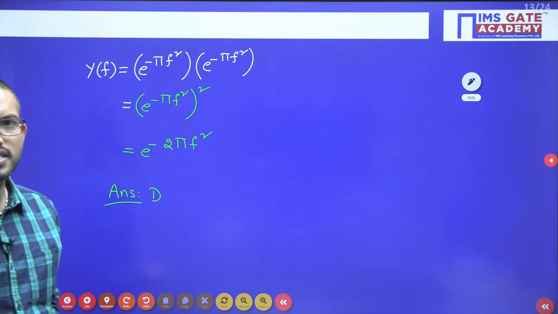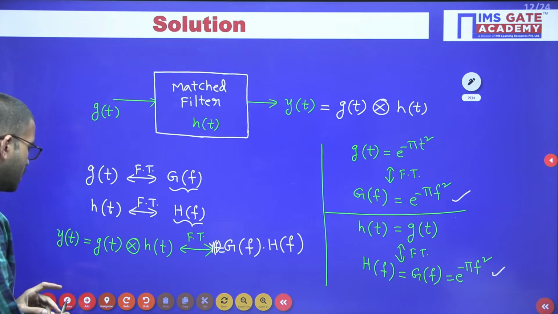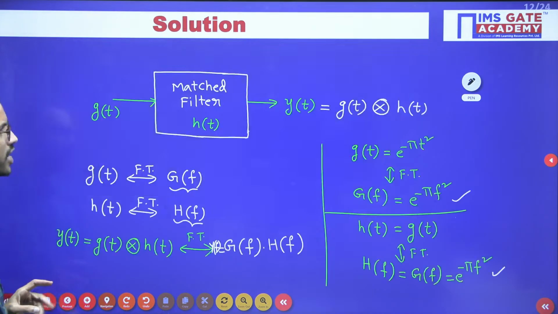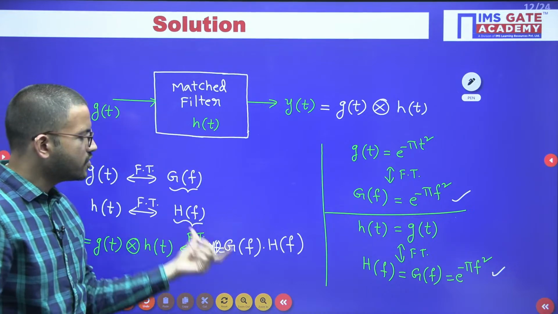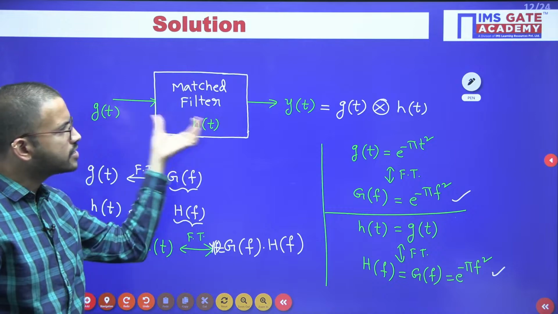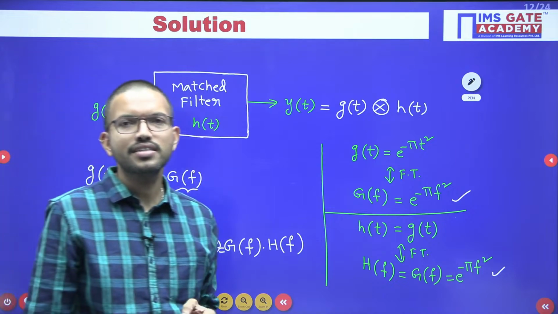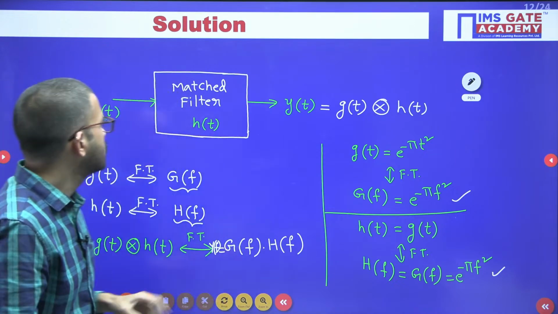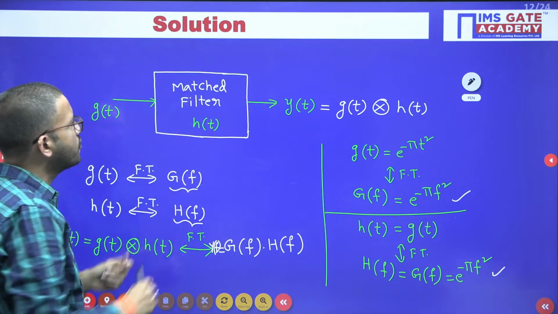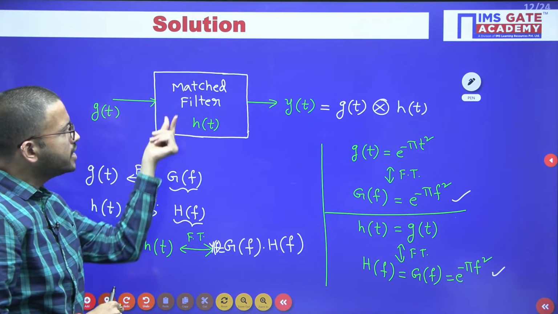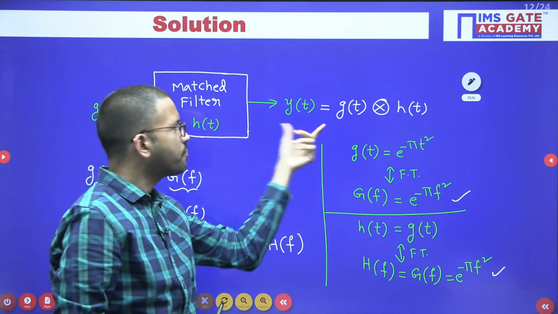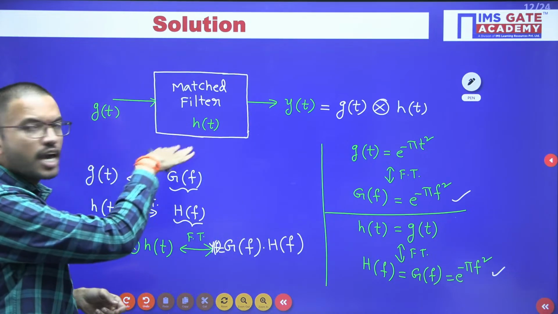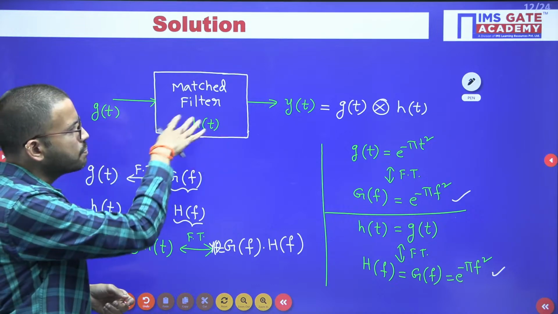Okay, I hope it is clear for everyone. It is very simple. In general, whatever we have discussed up to here, all these concepts you might have studied in the signals and systems subject. For any LTI system, if you have one input and the LTI system has some impulse response, the output is nothing but the convolution of the input and the impulse response.